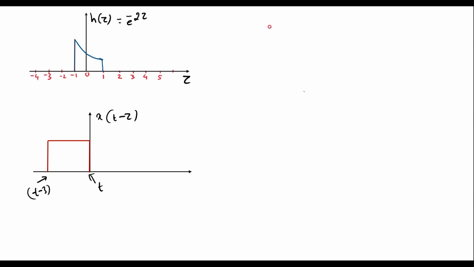Now we'll consider case 3, that is when t is greater than or equal to +1 and t minus 3 is less than 1. That is, this is the t point which is greater than or equal to 1 but t minus 3 is less than 1.